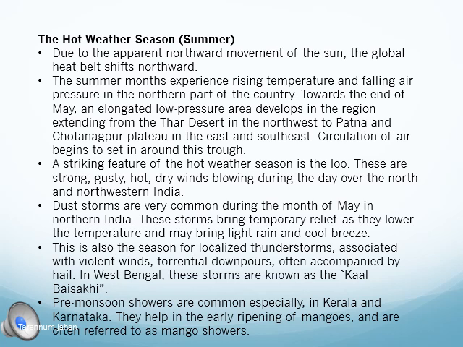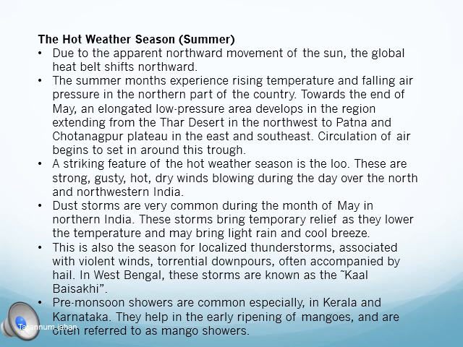The next is the hot weather season, which is called summer. It begins from March to May. Due to the northward movement of the sun, as we have already discussed, the earth revolves around the sun, and the solar insolation is sometimes directly towards the equator. Due to the movement of the earth, it sometimes changes towards the Tropic of Capricorn, and it also changes towards the Tropic of Cancer. In this way the solar insolation changes as the earth revolves around the sun. So sometimes the Tropic of Cancer and the Tropic of Capricorn receive the direct sun rays.